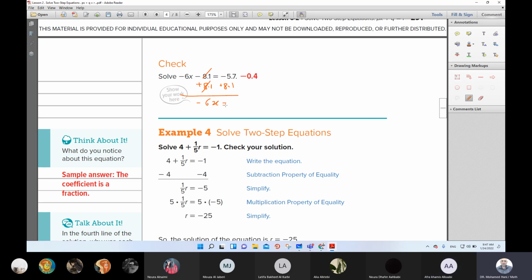And in the second side, take the sign of the big number, which means positive. Then do subtraction between them. We have here 8.1 minus 5.7. 1 minus 7, you cannot do this operation. Borrow 1 from here. Here will be 7, and here will be 11. 11 minus 7 will be 4. This is the point here, and 7 minus 5 will be 2. So here 2.4. The second step, we want to remove the coefficient, so divide the two sides by negative 6.